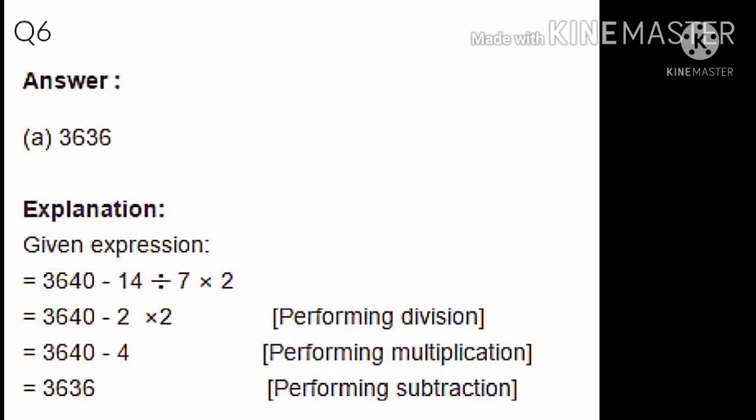Okay. Next, question number 6, 3640 minus 14 divided by 7 into 2. So first division, so 3640 minus 2 into 2. Next multiplication, 3640 minus 4, and our answer is 3636. It's very easy, you just need to practice.